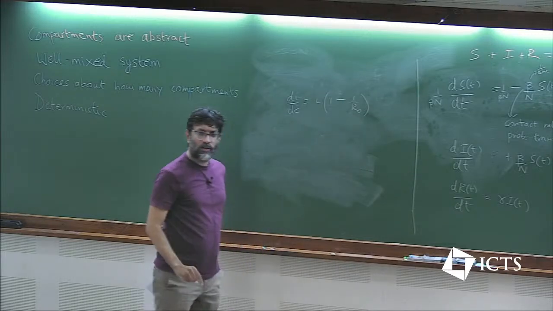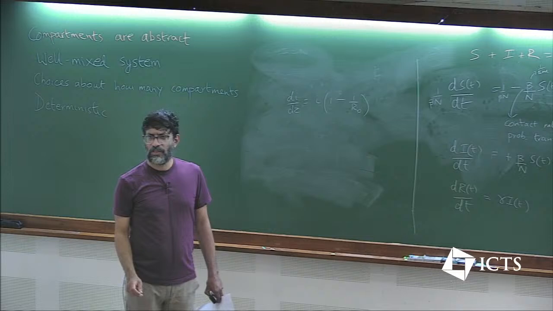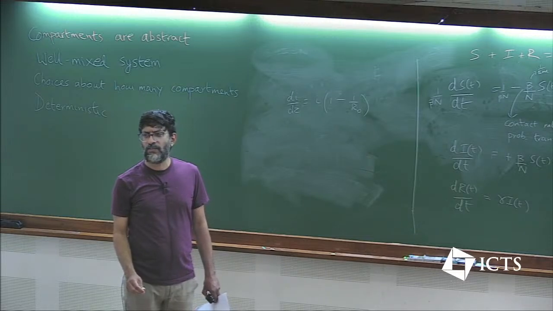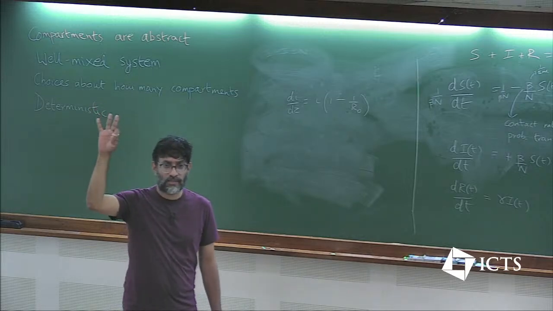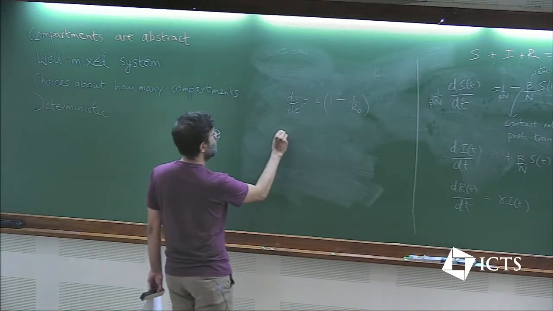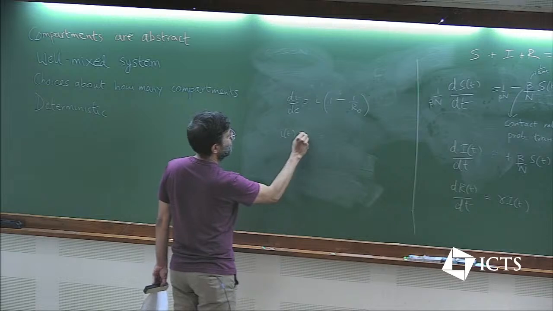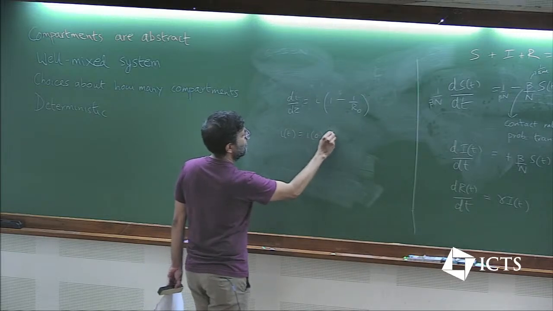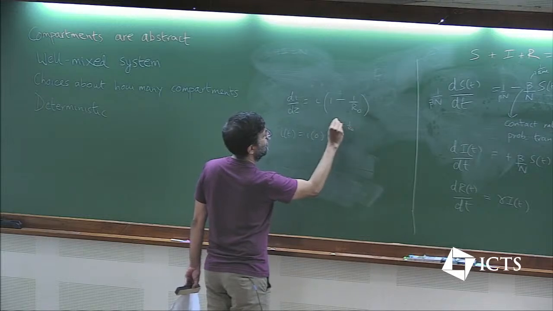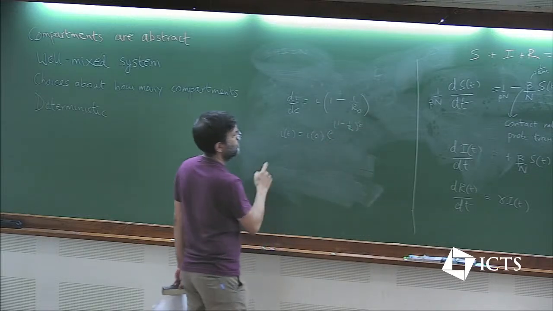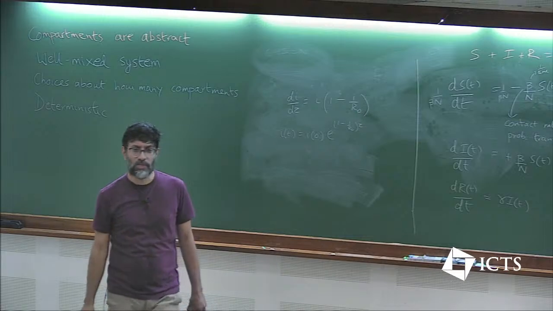This is a particularly simple equation, which even if you have not done much maths, you might recognize as something that will produce exponential increase, okay? The solution to this equation is I of tau is I of 0 e to the power (1 minus 1 by R0) tau, right? Because tau is the way we're measuring it.